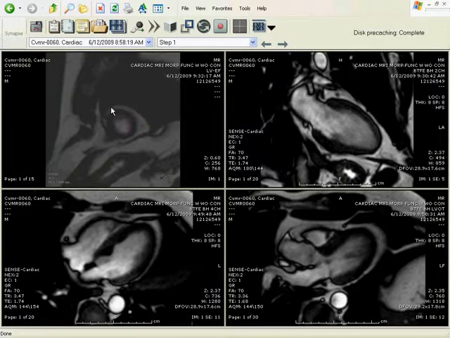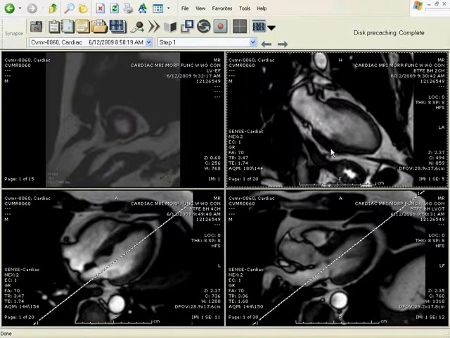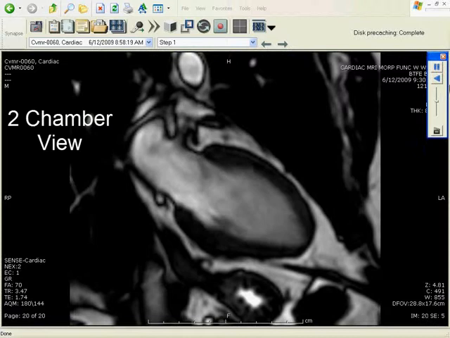This is a 66-year-old male presenting with increased cardiac enzymes, mild non-obstructive coronary artery disease by cardiac cath, and a question of acute MI versus myocarditis. So for a CMR, for a thorough and comprehensive approach, let's begin looking at the two-chamber view.